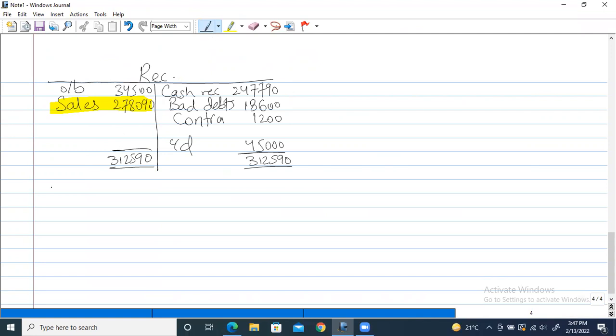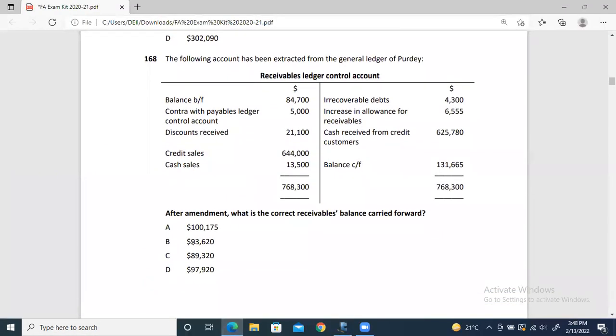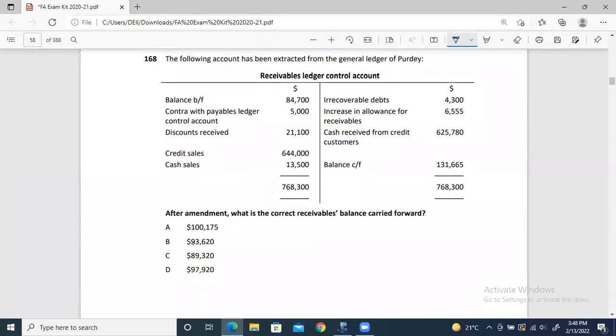Okay, now let's do the next question. Question 168. In this question, you can see that the person has made the wrong account over here. So after amendment, what is the correct receivable balance carried forward?